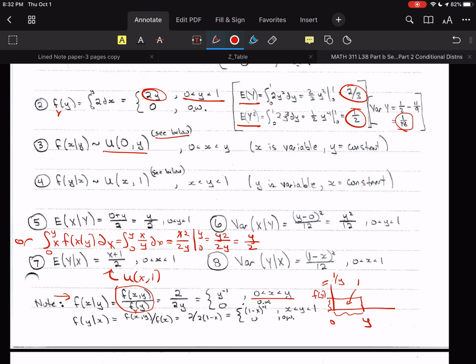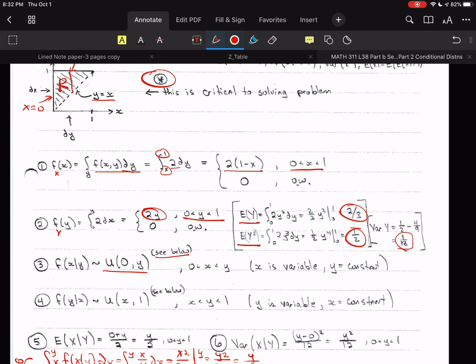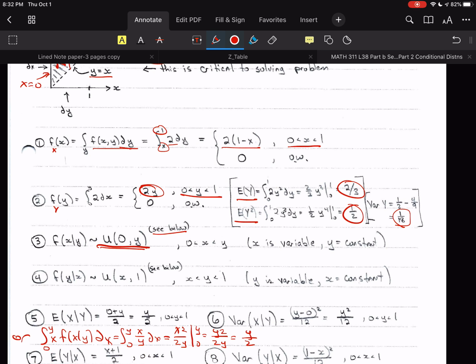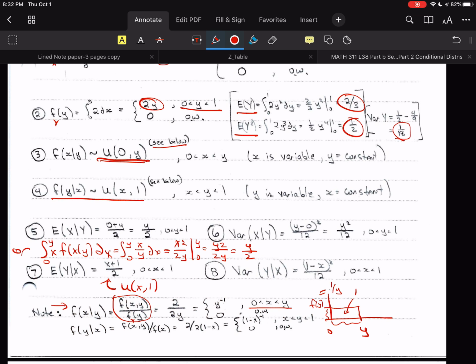And so that's a uniform between 0 and y. And that's what we have here. Now, likewise, we find out that the conditional distribution of y given x is a uniform between x and 1. And so I've worked that out here as well.